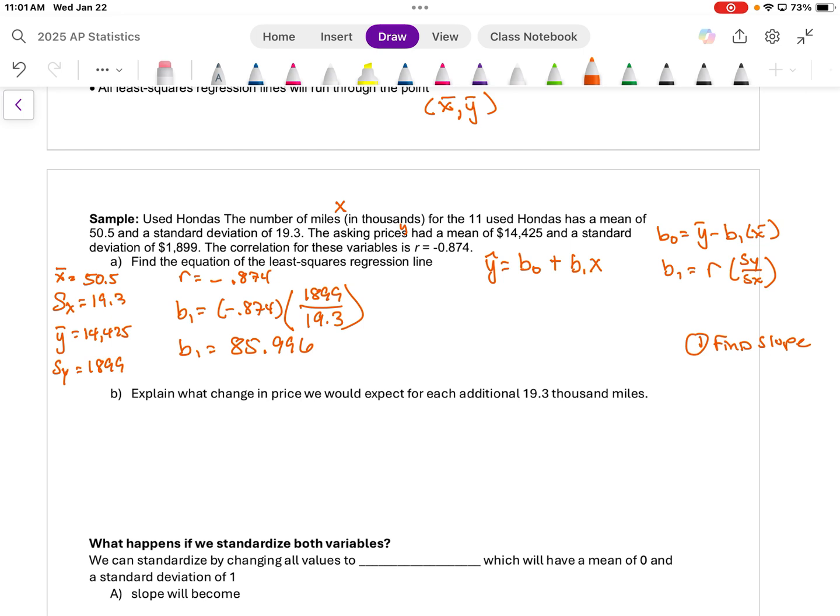It's negative, right? If I have a negative 0.874 times the fraction, and that fraction will always be positive, what's a negative times a positive? Negative. So it's going to be a negative answer. All right?